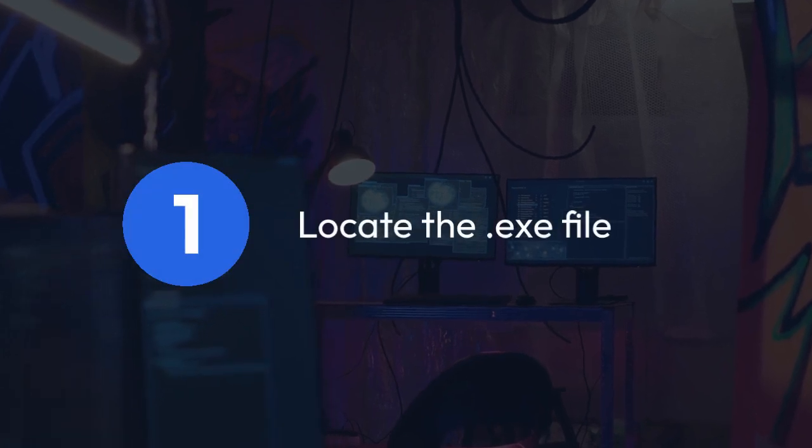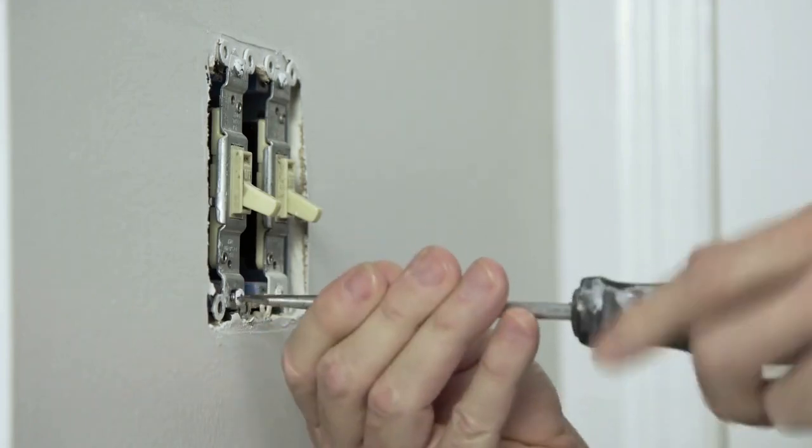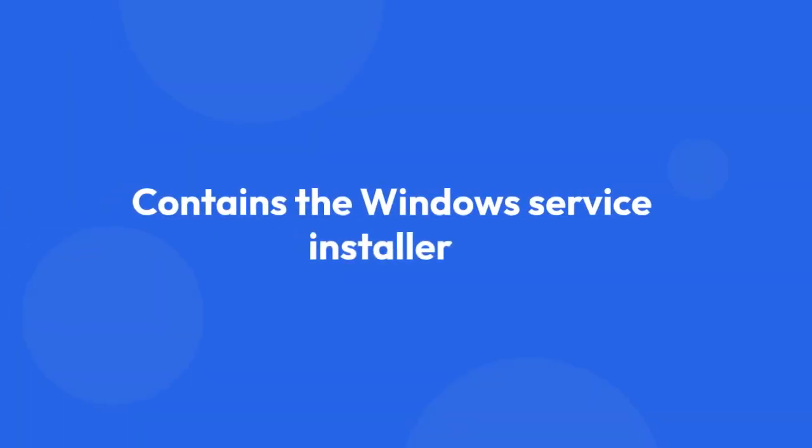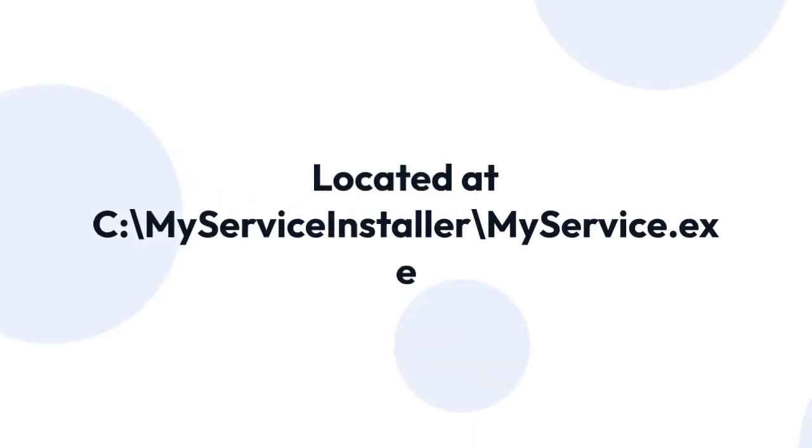1. Locate the .exe file. First, find the location of your executable file (.exe) that contains the Windows Service Installer. Note the full path. You'll need this for the command. Let's say it's located at c:\myserviceinstaller\myservice.exe.